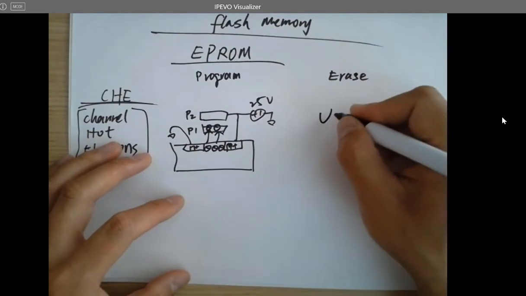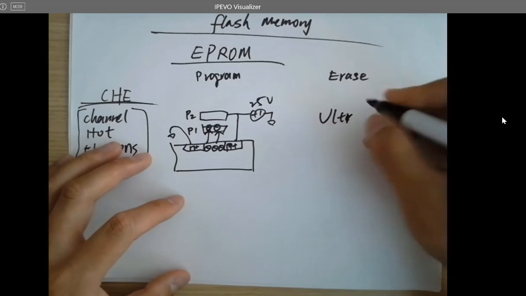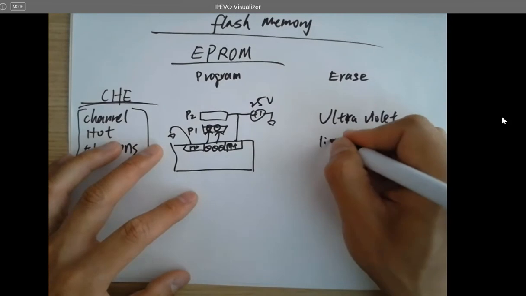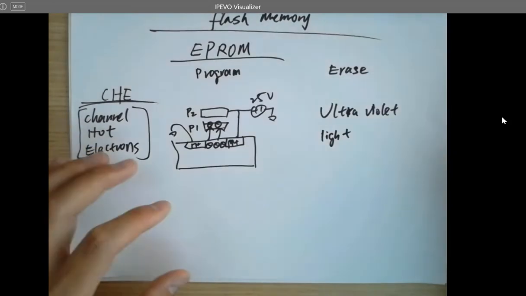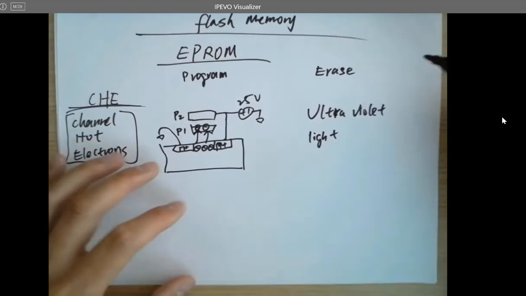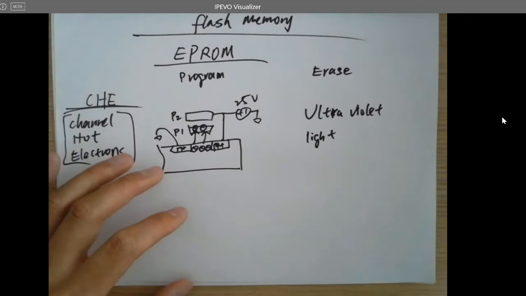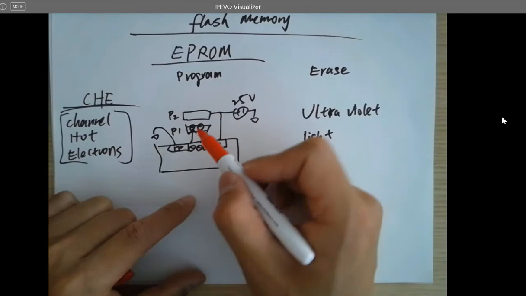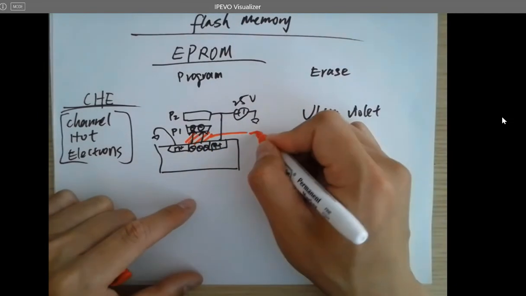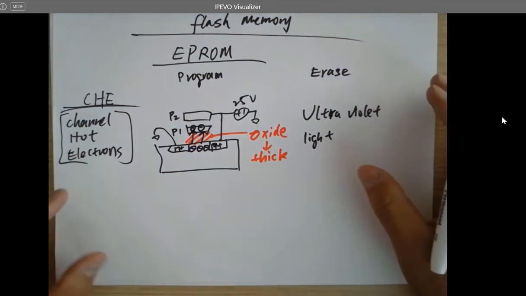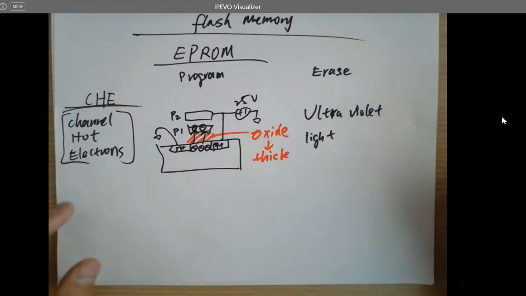And we want to erase it. You have to use an ultraviolet laser or light to erase it. So this is kind of an old technology, not being used too much anymore right now. The difference between this one and the modern flash is the oxide is thick, so you cannot erase it easily using electricity or any of the digital control systems. So here is the oxide, which is relatively thicker than the modern flash memory. So that's the old version. It's called EPROM.